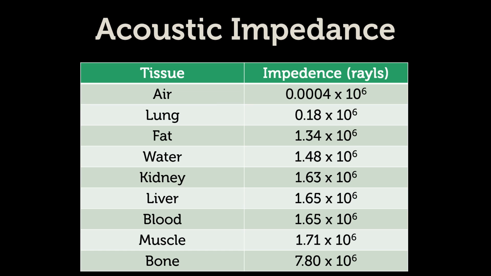Acoustic impedance is a measure of the tissue's resistance to the transmission of sound waves. It is determined by multiplying the tissue density by the speed of sound in that particular tissue. The higher the tissue density, the higher the impedance. The higher the speed of sound, the higher the impedance. Higher impedance means there is higher resistance in that tissue to the sound waves. From the table, it can be seen that bone is very resistant to sound waves, but urine in the bladder, which is similar to water, is not.